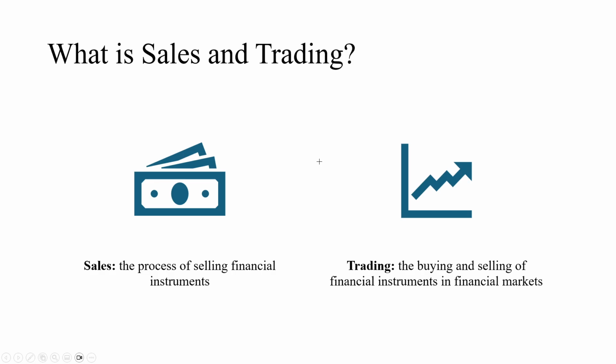So first off, what is sales and trading? Sales is the process of selling financial instruments, and as we learned from the first video, a financial instrument is just any asset that can be created, traded, or modified. Trading is the buying and selling of financial instruments in financial markets. And financial markets are so important because they provide liquidity, capital, and participation that are essential for economics and economic growth.